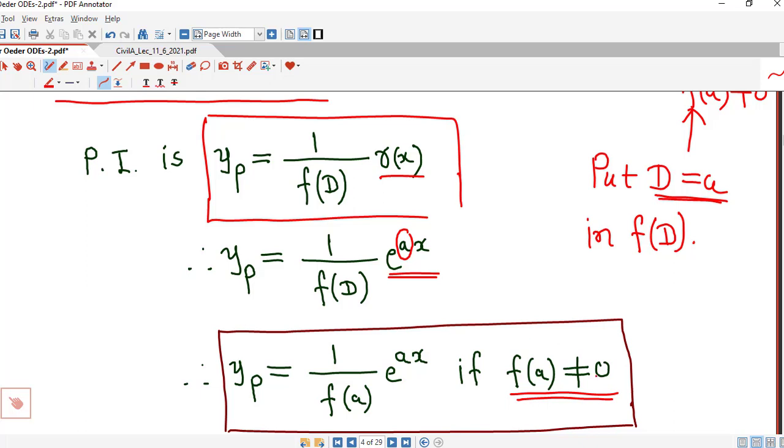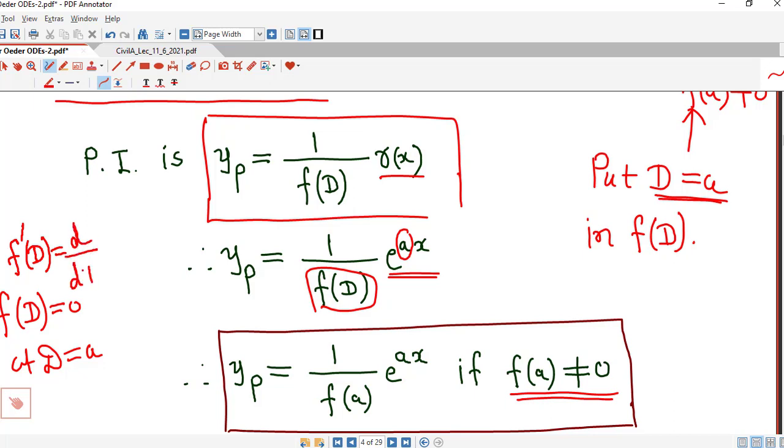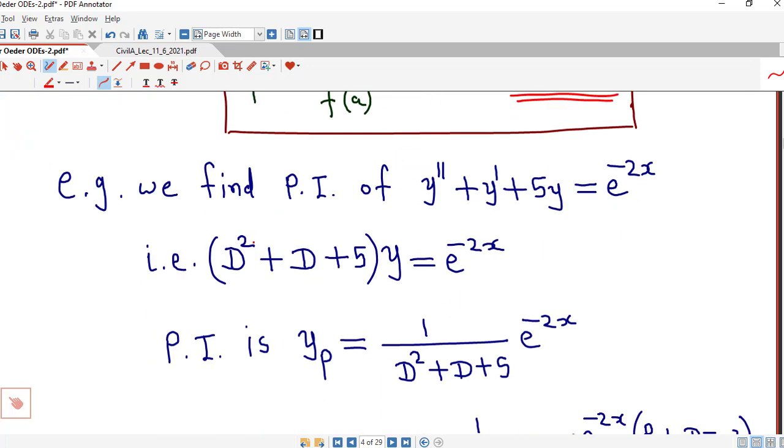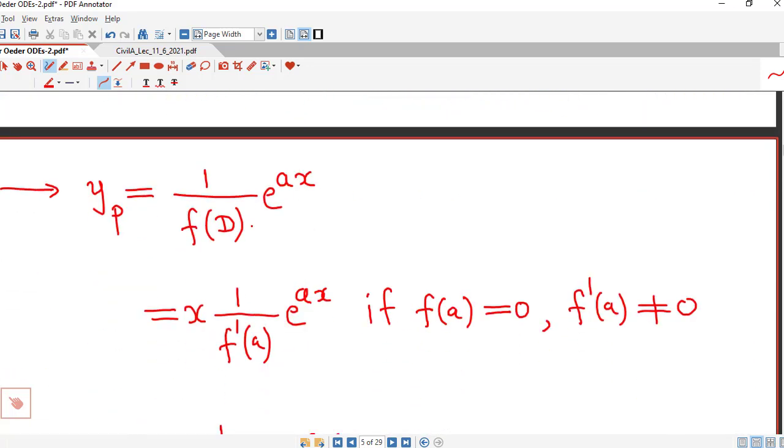Now suppose f of a becomes 0, if the value of f of D is 0 at D equal to a, then we will differentiate this f of D with respect to D. That means we will find f dash D. F dash D means the derivative of this function capital F of capital D with respect to D, and we will multiply this by x, so that we have written here.